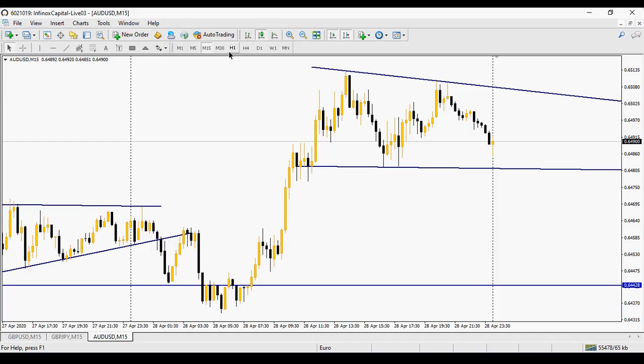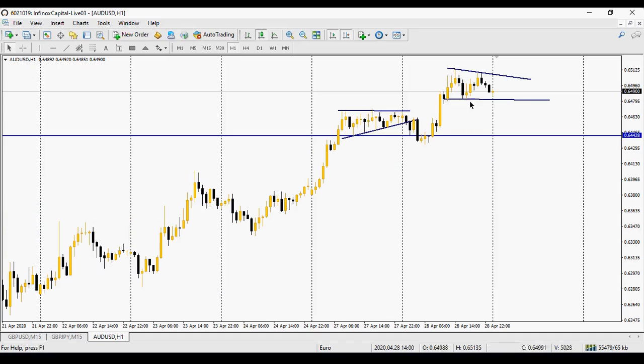or in the 1 hour time frame, I look at when price comes back to this area of support that it is creating, or when it breaks out from here. So I take it from here up, or when it comes to this area, breaks out, and then I take it off. So that's for AUD USD.